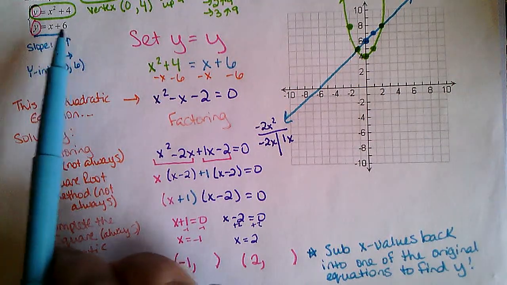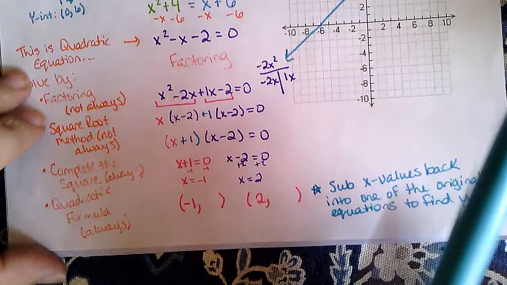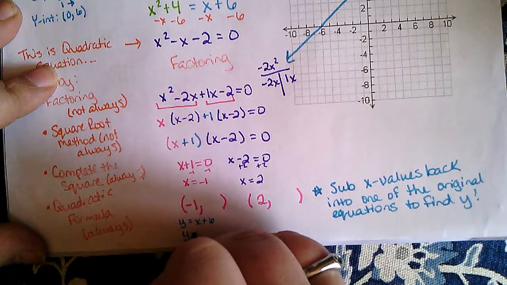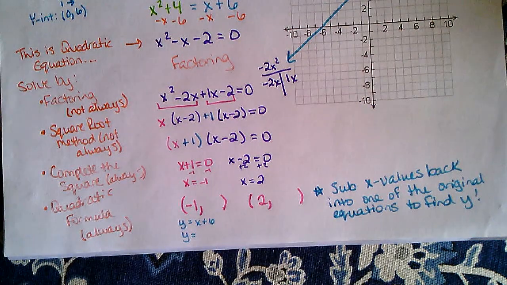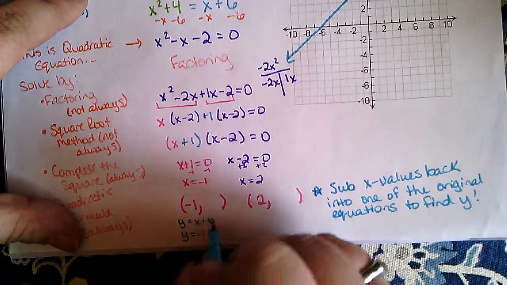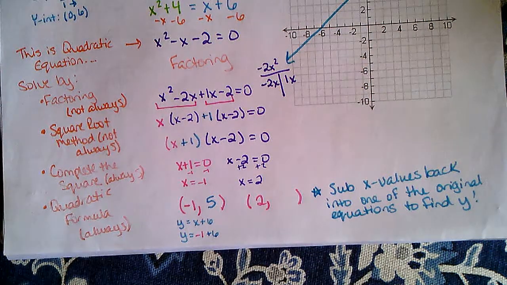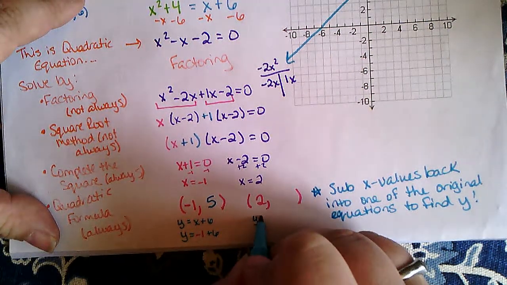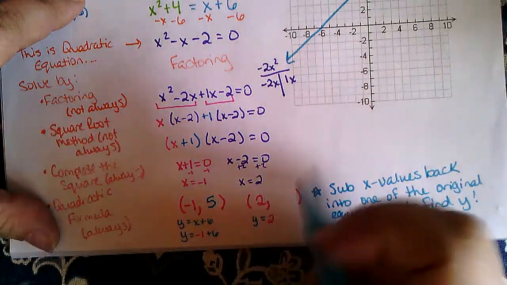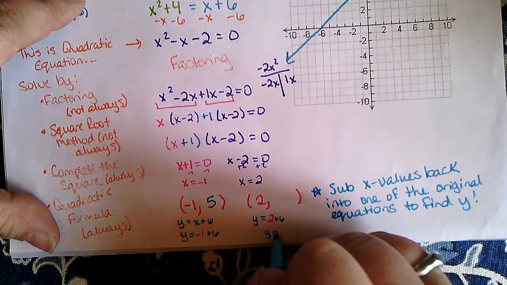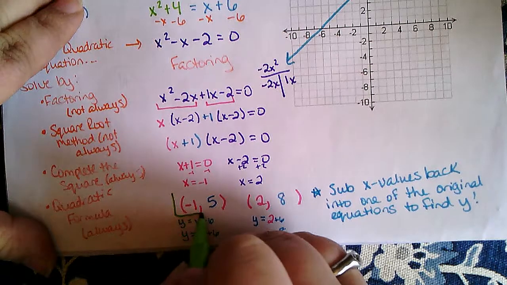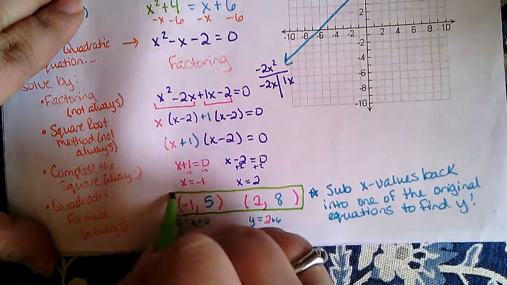Since this one, just y equals x plus 6, looks a little easier, that's what I'm going to do. So y equals x plus 6, so y equals negative 1 plus 6. Well, negative 1 plus 6 is 5. So the y value here is 5. On this one, it's going to be y equals 2 plus 6, and 2 plus 6 is 8, so the y value here is 8. So my ordered pairs, my answers here, are negative 1, 5, and 2, 8. That's what I need to have.